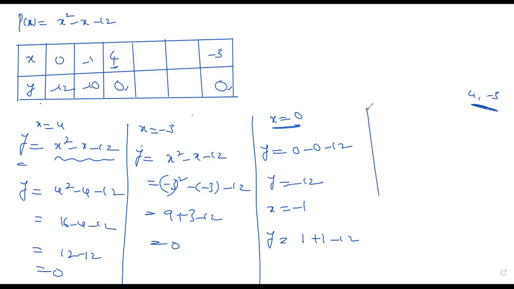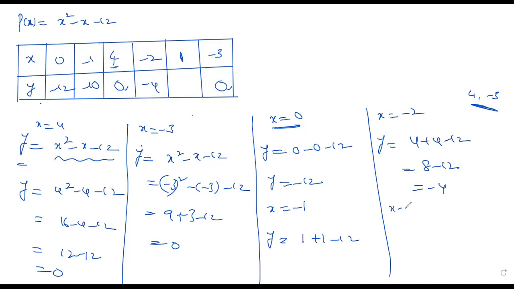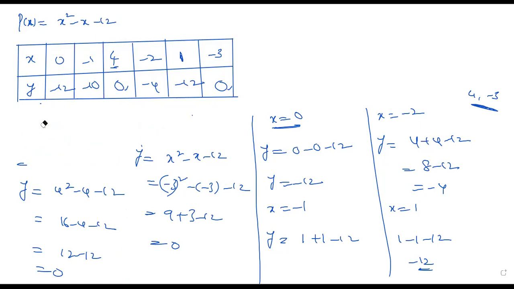If x is equal to minus 2, you will get y is equal to 4 plus 4 minus 12, that is 8 minus 12, that is minus 4. If you take minus 2, we are getting minus 4. If you take x equal to 1, that means 1 minus 1 minus 12, that means minus 12 you are getting. Here minus 12. Now by taking these values, you can prepare a graph easily.